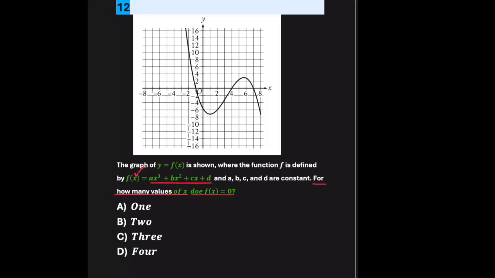So we're going to look at the graph and see how many values x has. The graph touches the x-axis at 3 points. The first one is -1, then 4, and 7. So the answer is 3 values. And let's go to the next question.